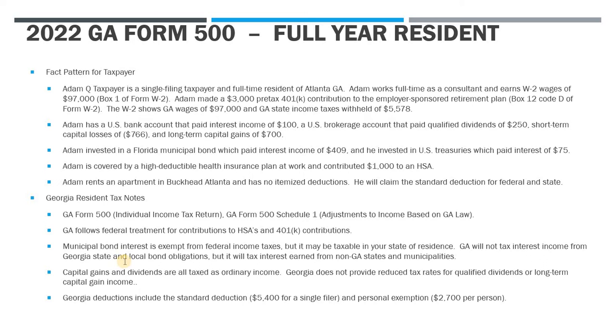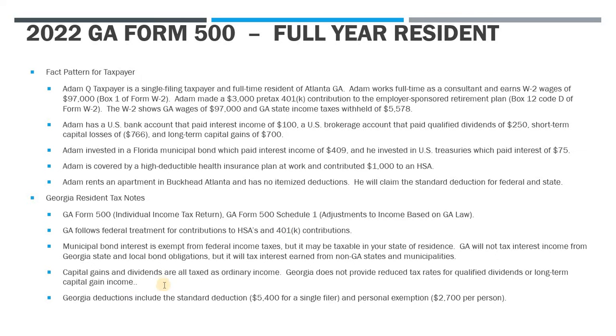All right, now the municipal interest. This is really important. A lot of states do this, where the municipal bond interest is going to be exempt from federal income taxes, so the federal government can't tax it, but it could be taxable in your state of residence. So Georgia, if you have municipal bond interest from within the state, it's not going to tax that at the state level, but if you have interest earned from non-Georgia states or municipalities, Georgia will tax it. And that's what we're going to see with Adam here with his Florida municipal bond interest. We're going to need an adjustment for that, $409.